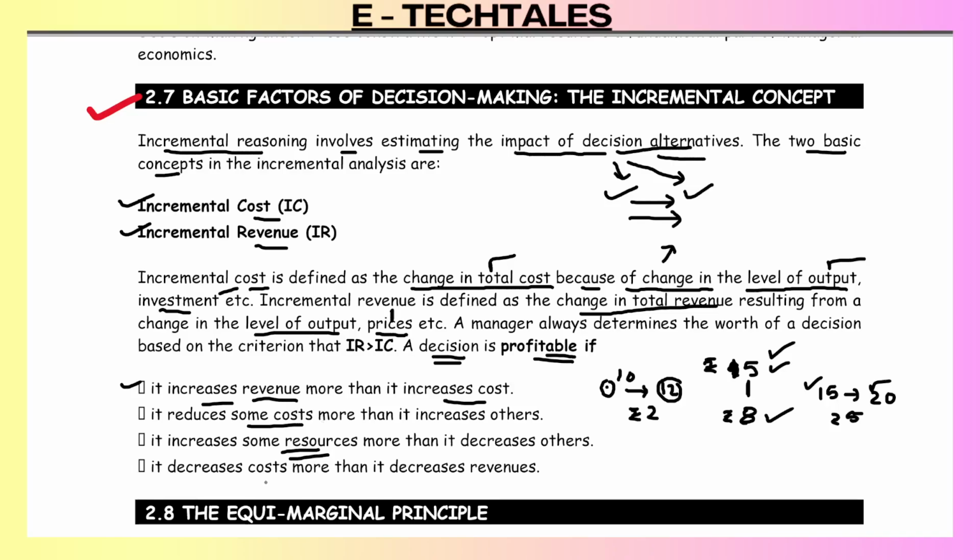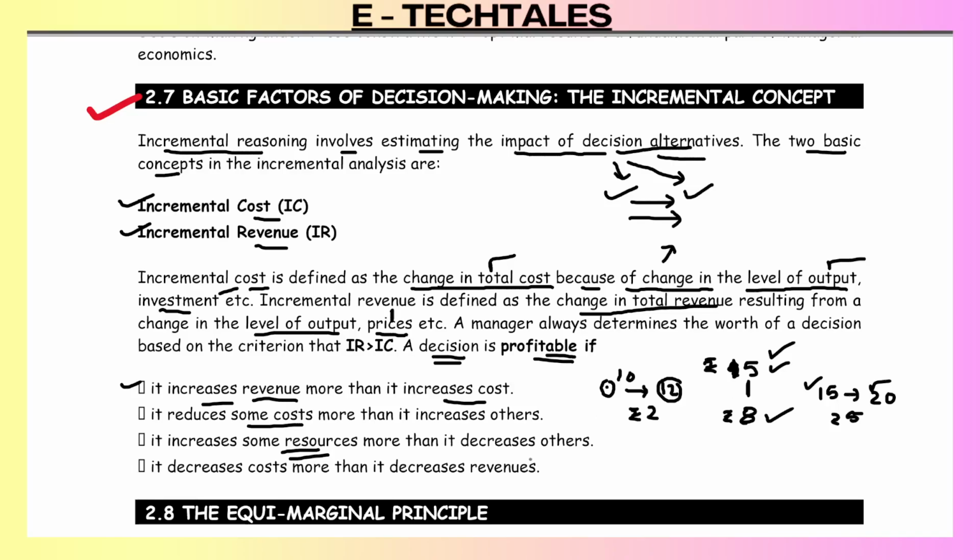Then you can also decrease the cost by more than the decrease in revenue. For example, the cost is reducing from 12 to 10, more than its decreasing revenue. Suppose the price was 20 and now it has come down to 15. This is not a right decision. You can keep it intact, or lower it down only a little, not more than 15.